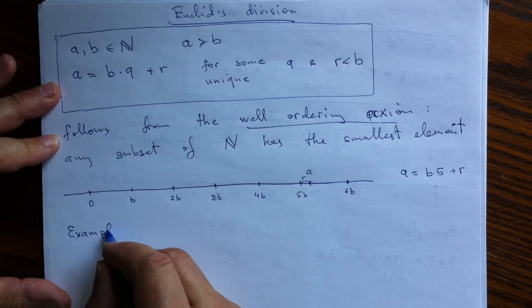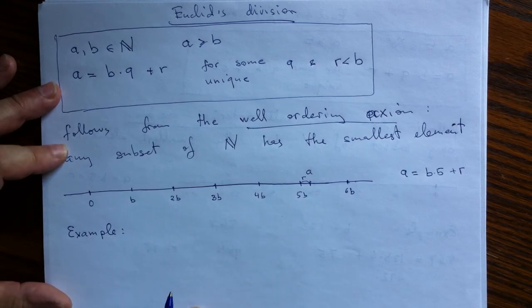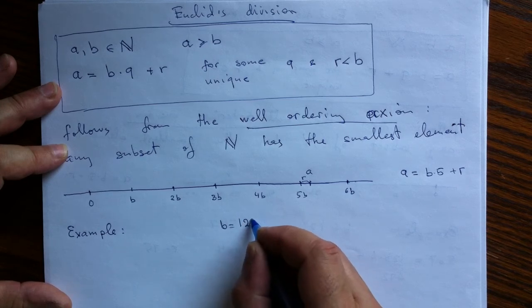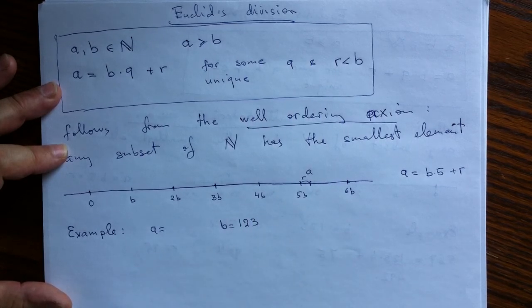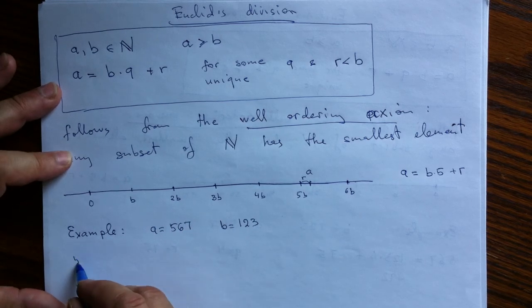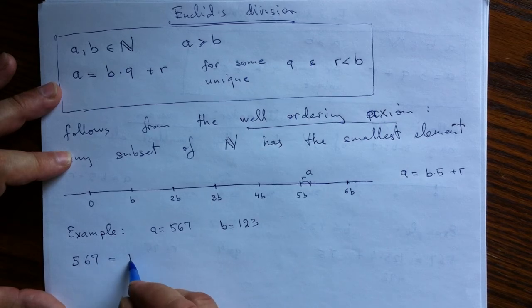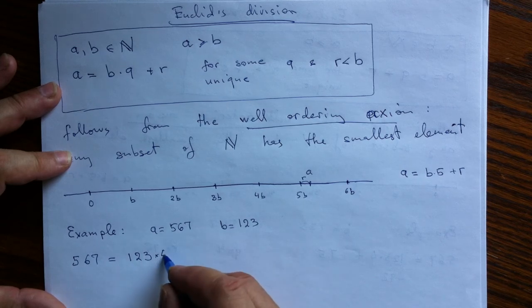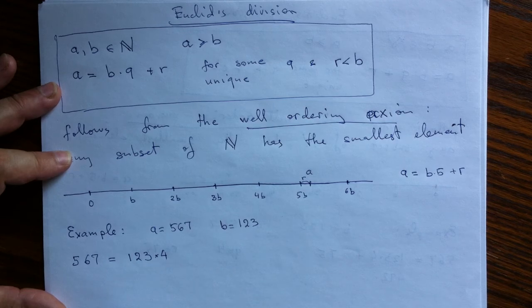Let me finish this short video with a concrete example. So let me do this Euclid division for a pair of numbers. Let me start with the smaller, say 123, and the bigger will be, say, 567. So then I have to write 567 as some number of copies of 123, and then some remainder. So what is the maximal number of copies that will fit? 5 is too many, 4 will be the right number.